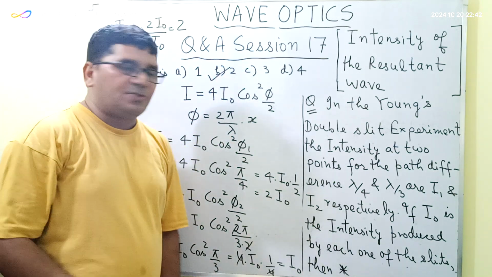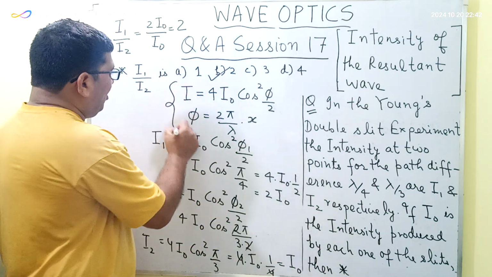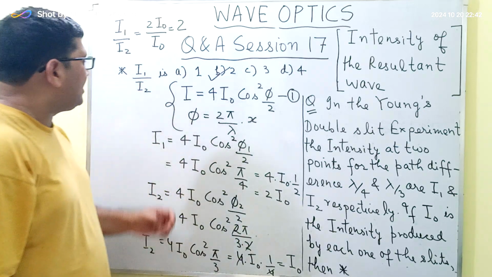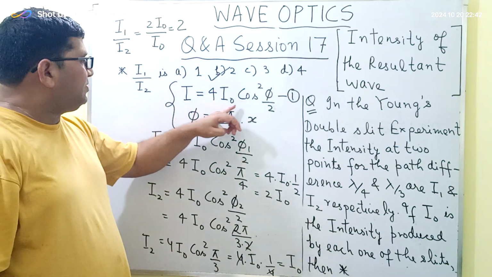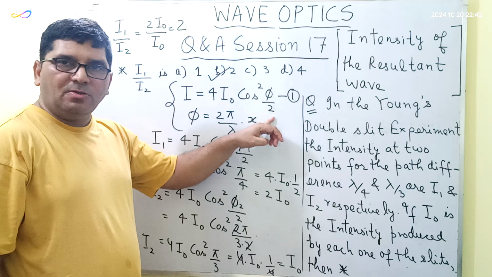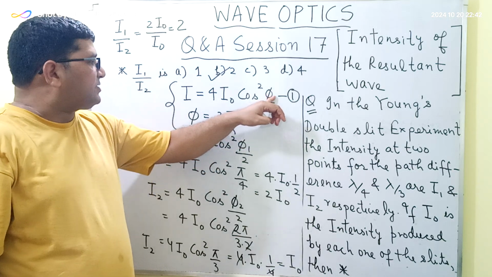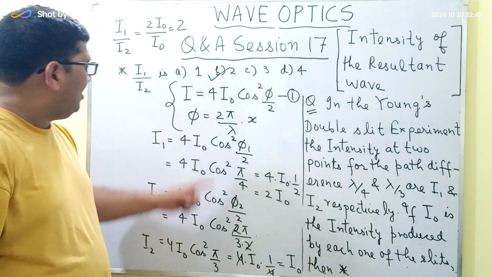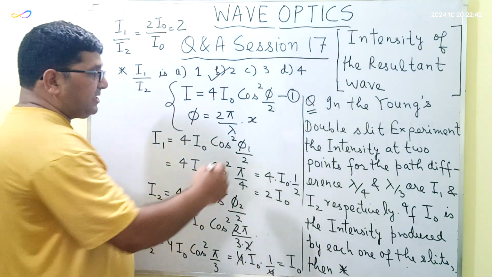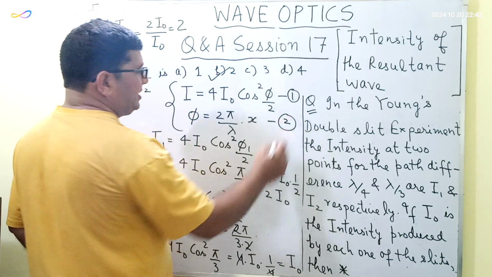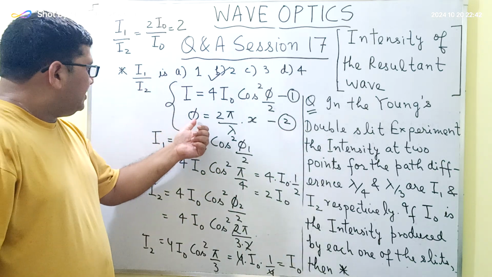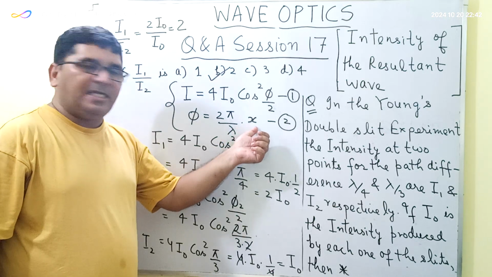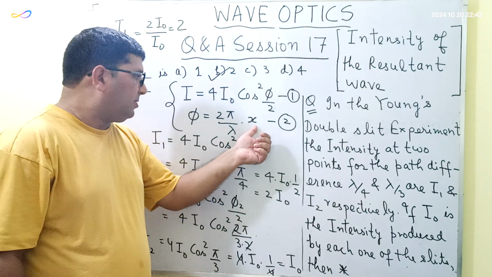So in this question, the most important thing was the utilization of these two formulas. That is, the intensity of the resultant wave is equal to 4 times I naught into cos square phi by 2, where phi is the phase difference and here I naught is the intensity produced by each one of the slits. And the second important formula which was utilized in this question was that the phase difference is equal to 2 pi upon lambda multiplied by x, where x is the path difference.